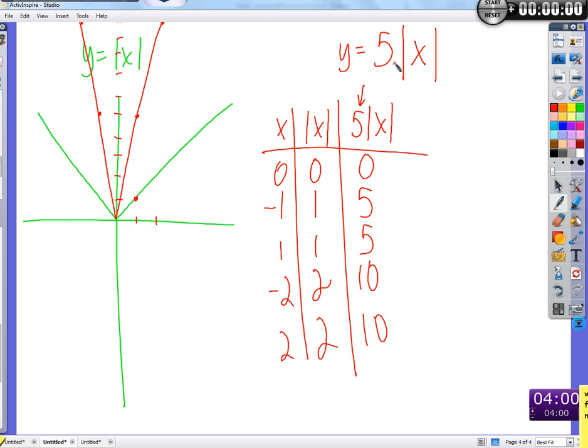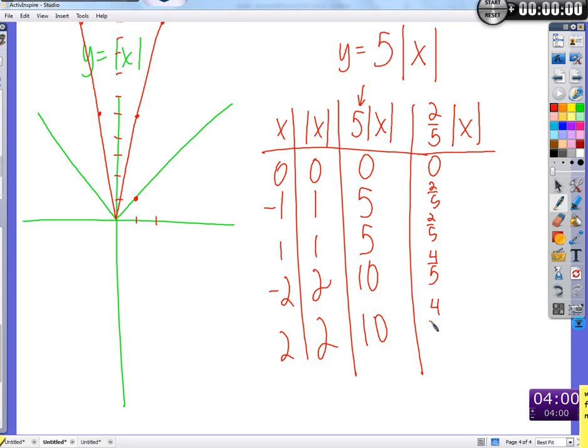What if we did something like 1 half or 1 third or 2 fifths or something like that? We get an output of 1. And then if we did 2 fifths of the absolute value of x, we'd get less steep. Still get 0 there. 2 fifths. 2 fifths again, that's going to be 4 fifths. It's not going to be as steep as the original function. This one's going to go to 1 comma 2 fifths, which is about right there, and 2 comma 4 fifths.